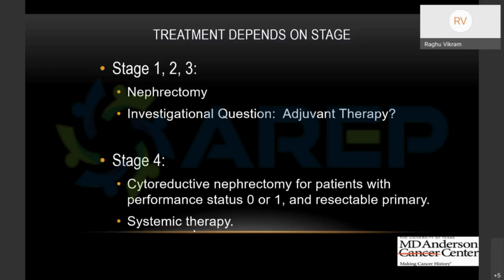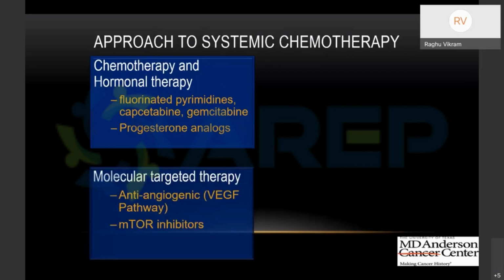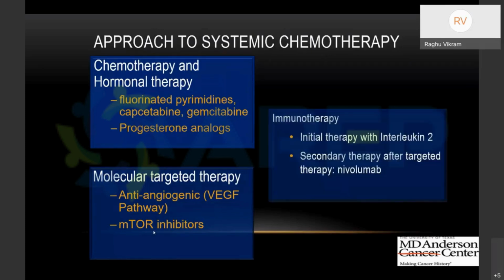So when we talk about systemic therapy, there are 3 different groups. One is the general chemotherapy or cytotoxic chemotherapy or hormone therapy, where they use fluorinated pyrimidines, capecitabine or gemcitabine or things like that. There is also molecular targeted therapy, which is generally the VEGF therapy, the anti-angiogenic TKIs, the mTOR inhibitors, and immunotherapy, which is being used.